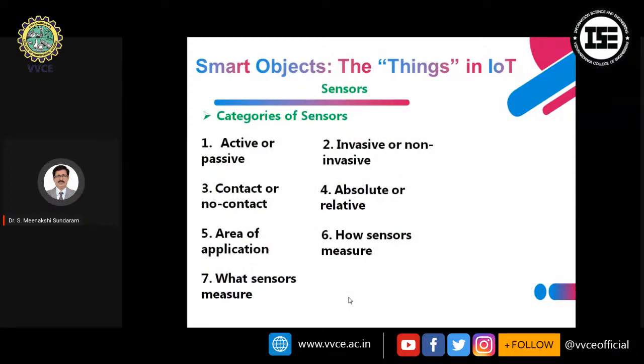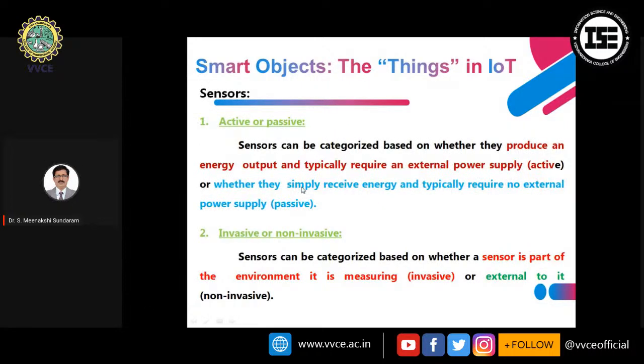Now we will try to classify the various types of sensors. We can classify them into six categories. The first category is active or passive sensors. The second one is invasive or non-invasive sensors. Similarly, contact or no contact sensors, absolute or relative sensors, based on the area of application, and based on what sensors measure. Like this, we can have seven categories and we can understand the characteristics and properties of sensors.